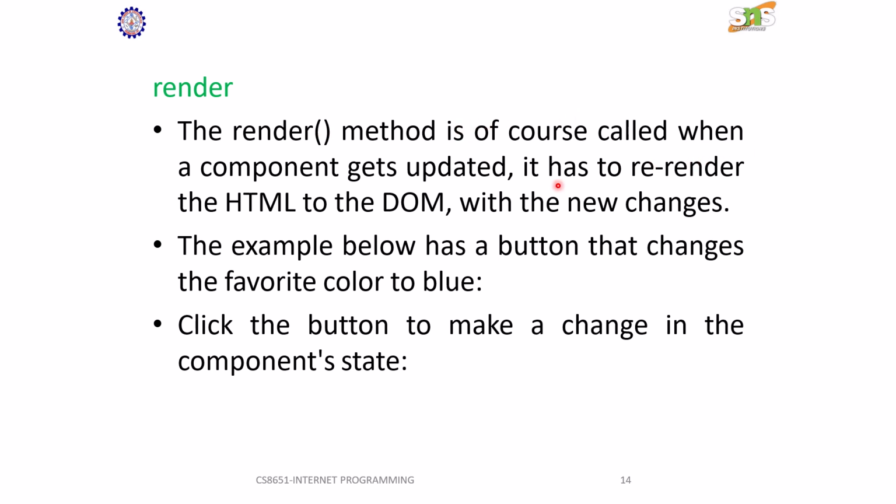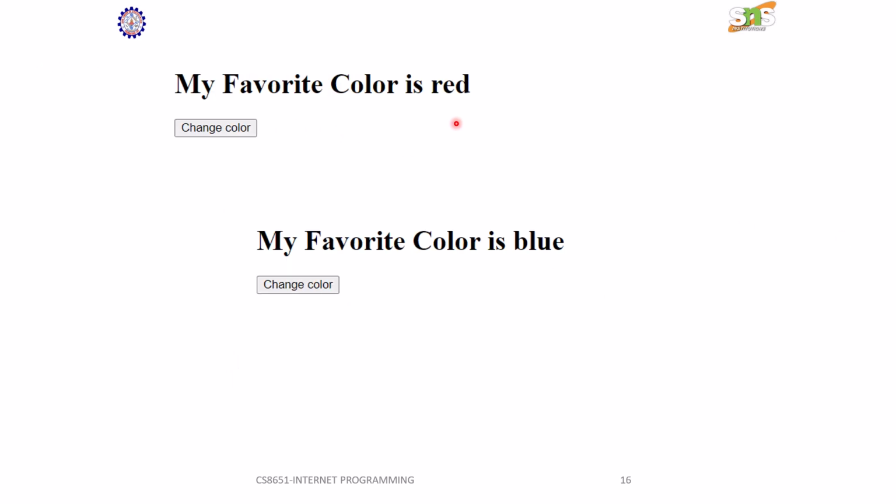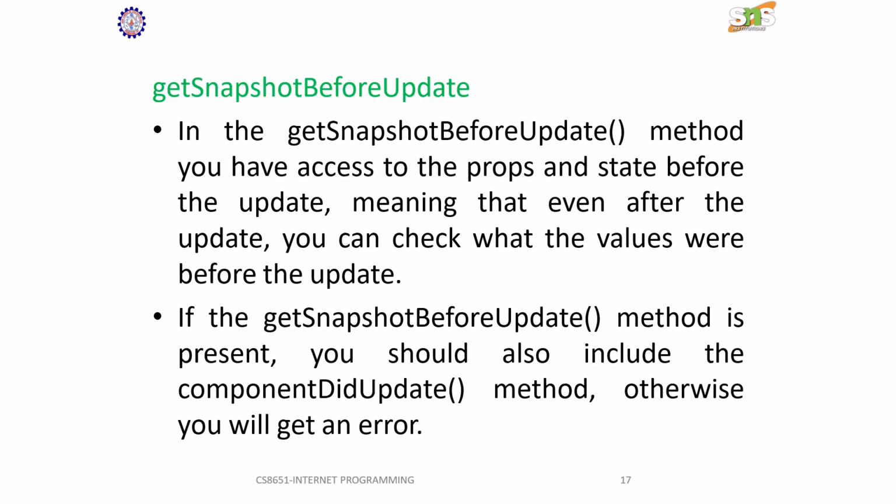Next is the render method. The render method is of course called when a component gets updated. It has to re-render the HTML to the DOM with the new changes. The example below has a button that changes the favorite color to blue. Click the button to make a change in the component state. Okay, so now I am going to call the render method, and it will return the favorite color from the state. It's blue. So I'll get my favorite color is red and my favorite color is blue.